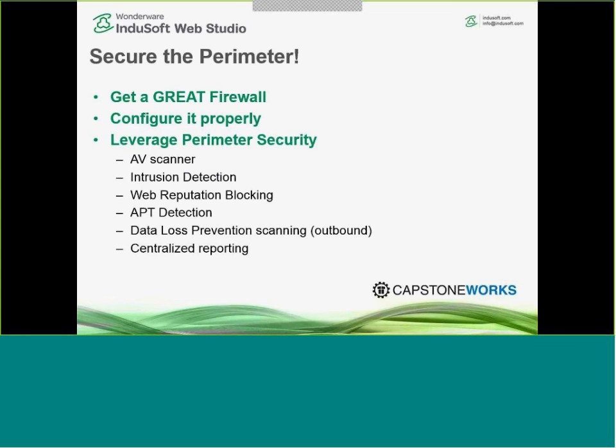At the perimeter, we recommend you get a great firewall. Make sure it's configured properly, and sometimes that's beyond the scope of the internal IT users. You might have to hire an expert in that particular firewall to configure it properly. But leverage the perimeter security features of that device with AV scanning, intrusion detection, web reputation blocking, where your users are unable to go to websites that have become infected or sketchy in their reputation. Advanced persistent threat detection, sort of the day zero vulnerability sorts of things.